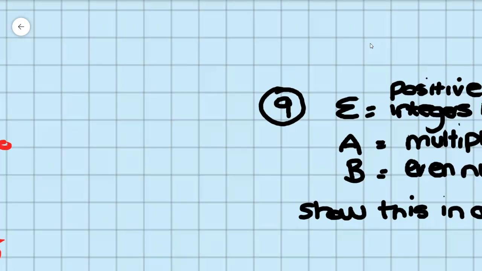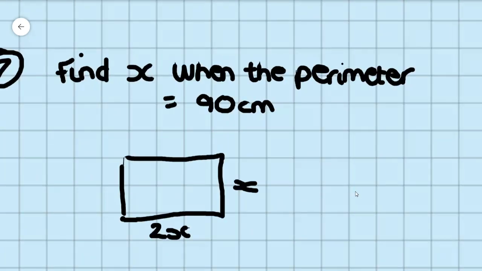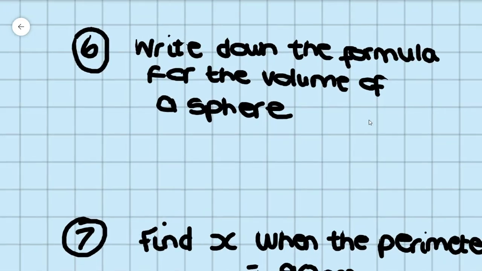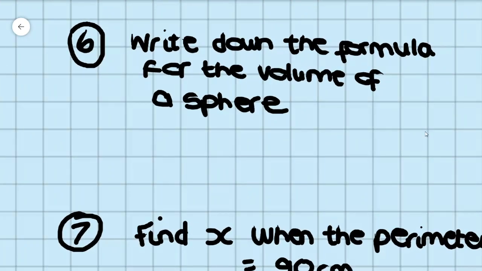Then up to question 6. Write down the formula for the volume of a sphere. That's just one you guys need to learn in case you need to use it. It's 4/3 pi r cubed for that one.